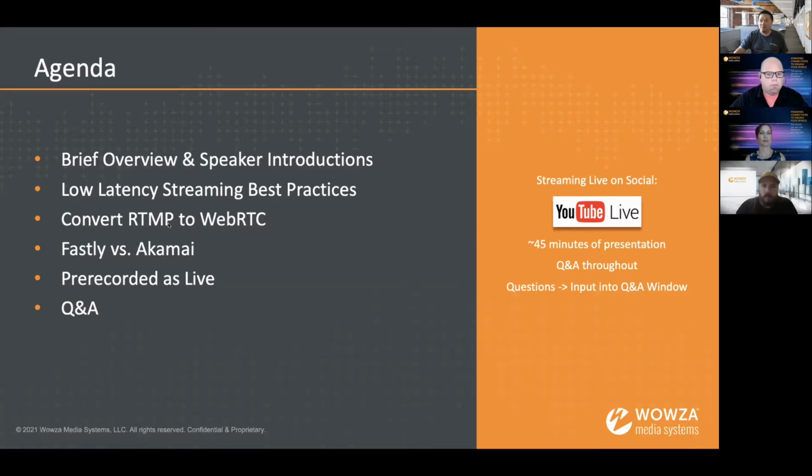We are going to be starting right now with just this introduction, as well as an introduction to the speakers. Then they're going to get directly into low latency streaming best practices, and that will be by Jeff. Jeff, I'm very excited to hear that. We're also going to be talking about converting RTMP to WebRTC. A lot of people often ask how to do that, and luckily Mac is here to tell you how. We'll also be talking about Fastly versus Akamai, which one would be best for you, as well as how to do pre-recorded video as live.